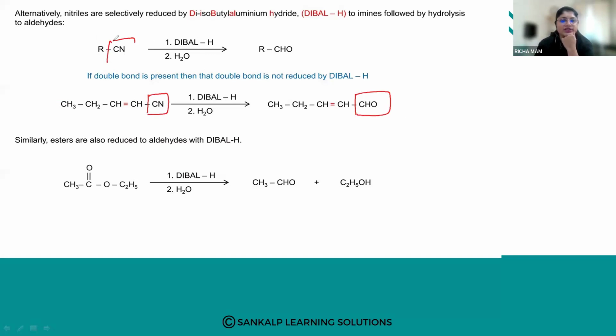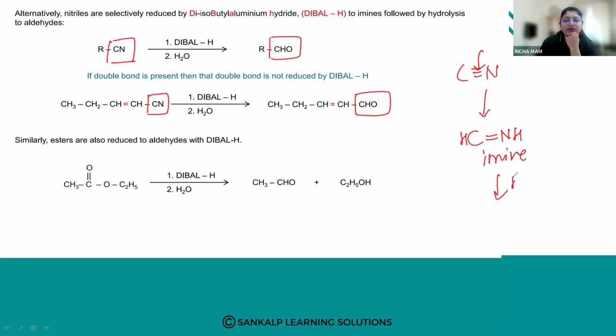What is the change? Everything else remains the same, only the cyano group changes. There is a triple bond, and across this triple bond one of the bonds is broken first, and I get the C double bond N, like this. That is an imine system. Now this imine further undergoes hydrolysis to give the aldehyde, like this. Is it clear?